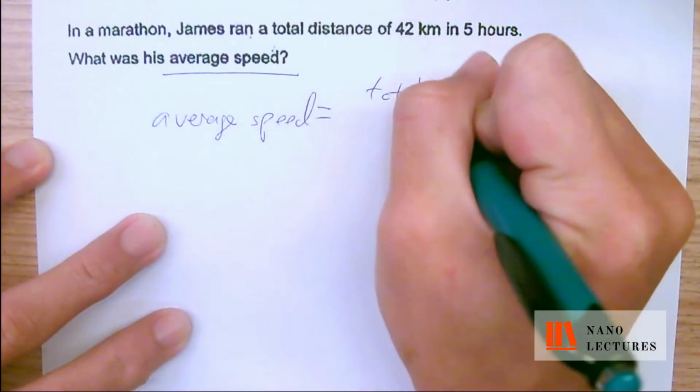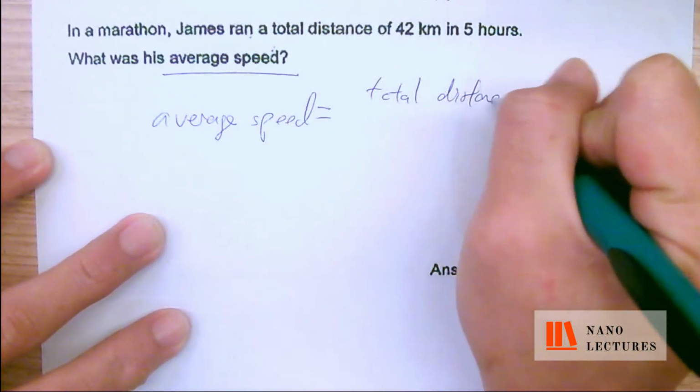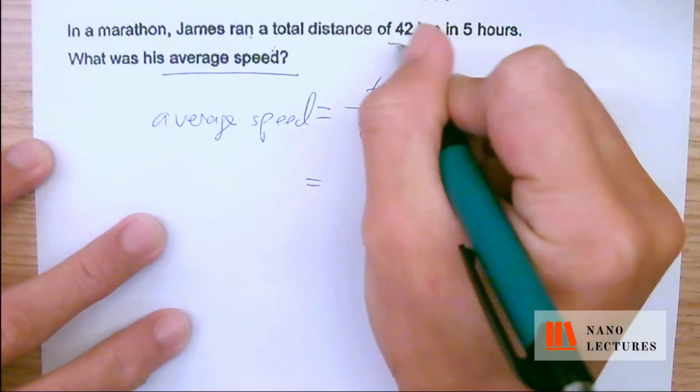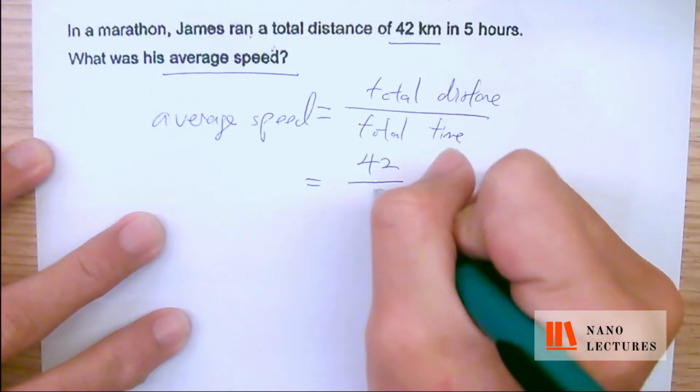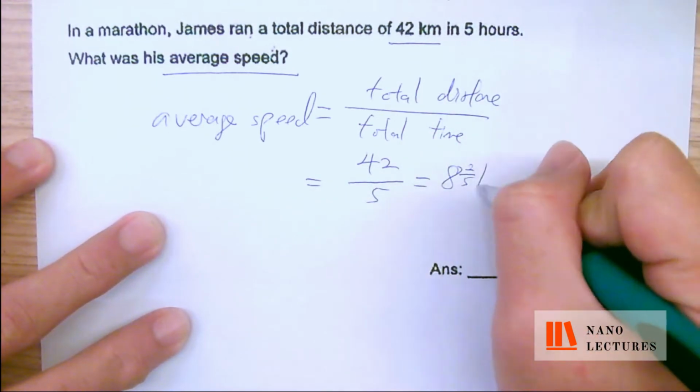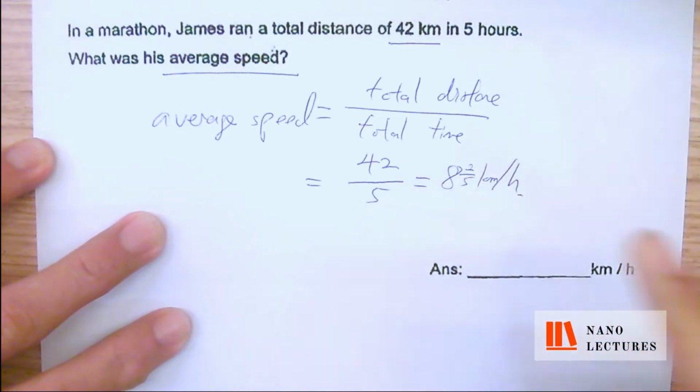Total distance divided by total time. So the total distance here will be 42 km. The total time will be 5 hours, and therefore you'll be getting 8.2 over 5 km per hour.